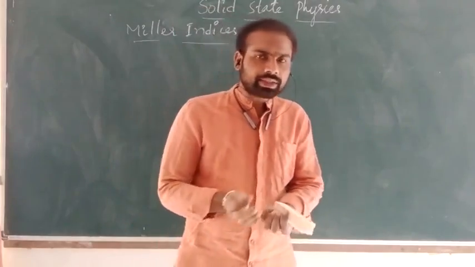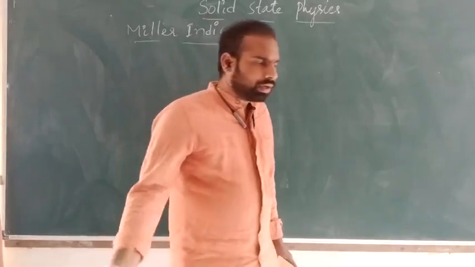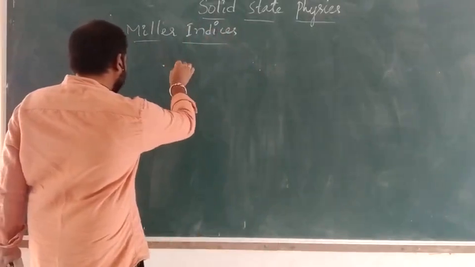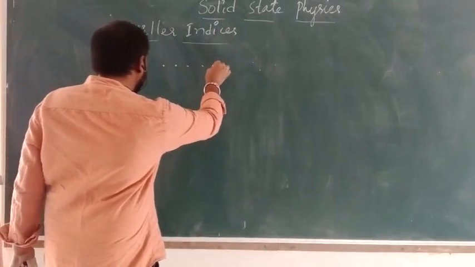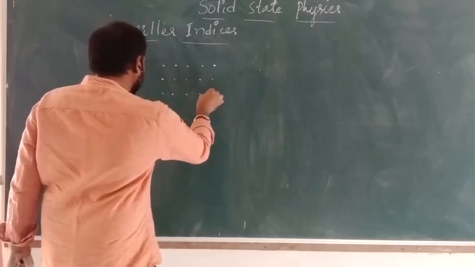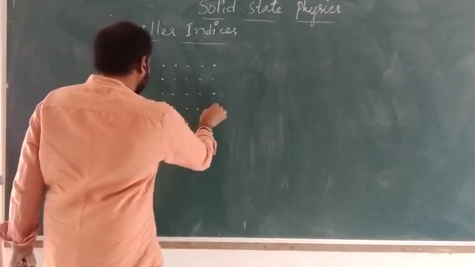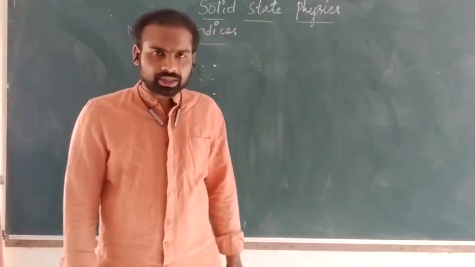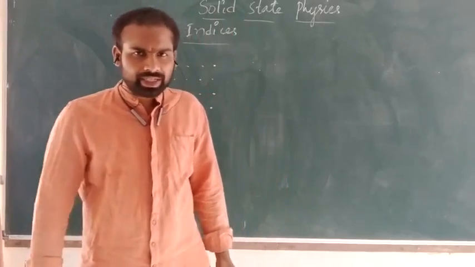Today we are going to discuss the next topic in solid state physics, that is Miller indices. In the last class we discussed Bravais lattices. We know that the regular arrangement of points in space can be arranged in how many ways? 14 ways. We already saw that in the last class. Today we are discussing Miller indices.